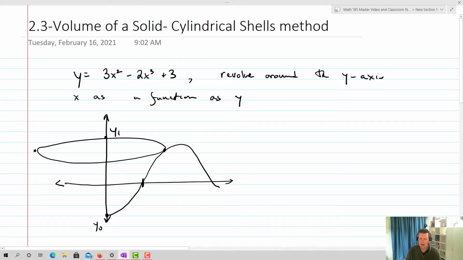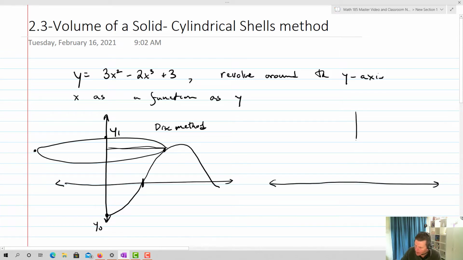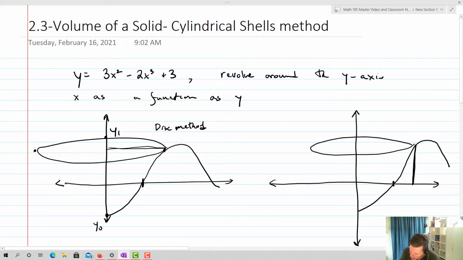And what we'd think about is, how long is this thing here? Normally, if we were using the disk method, we'd ask what that radius right there is. Let's take a look at what would happen if we thought about this from a different way to visualize. Let's say I take just this piece right here, and I want to figure out the volume of this cylinder.